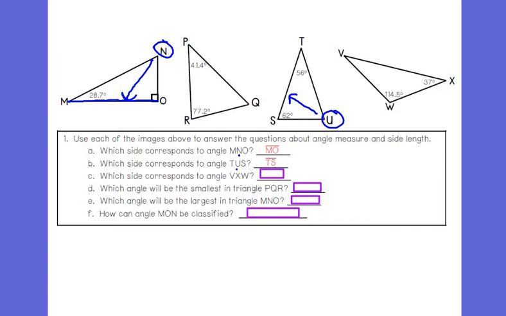C says which side corresponds to angle VXW. So I'm looking at the last triangle. VXW. What angle am I looking at? X. And I need a side opposite of that. Who would that be? WV or VW.